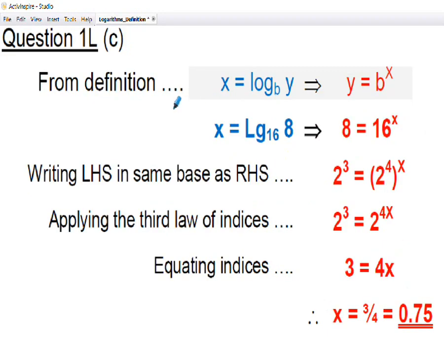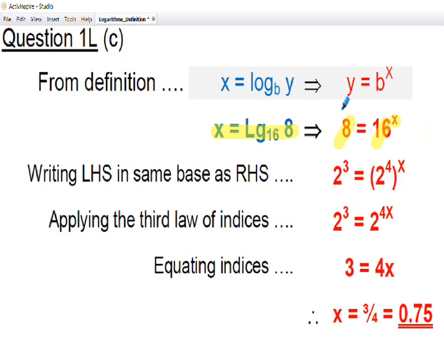Next question, x is equal to log to the base 16 of 8. In exponential format, that would be 8, that's the y, is equal to the base, in this case 16, to the power of x. Now in this question I've got to think, what base can I write 8 and 16 in? Well, I could write 16 in the base of 4, because 4 squared would be 16, but I couldn't write 8 in terms of base 4, because 4 squared is 16 and 4 to the power of 1 is 4. I cannot raise 4 to a whole number power to get 8. So base 4 is no good.